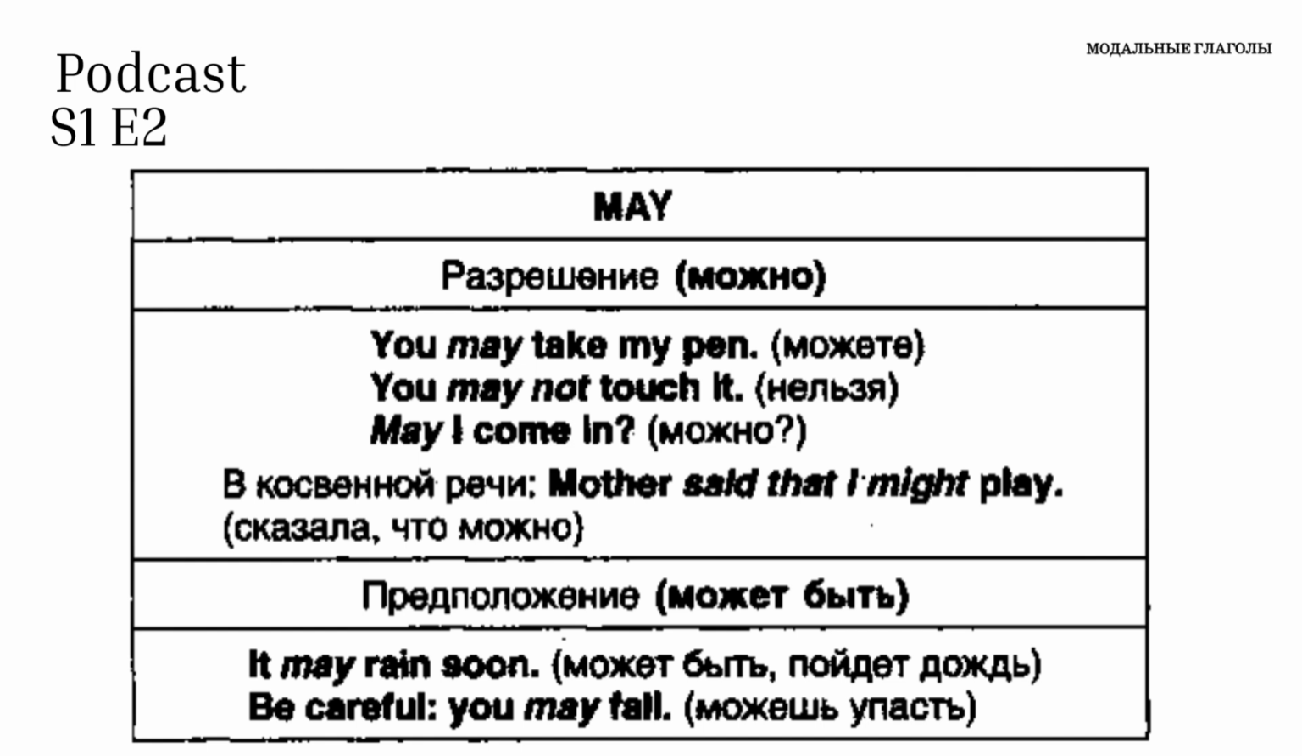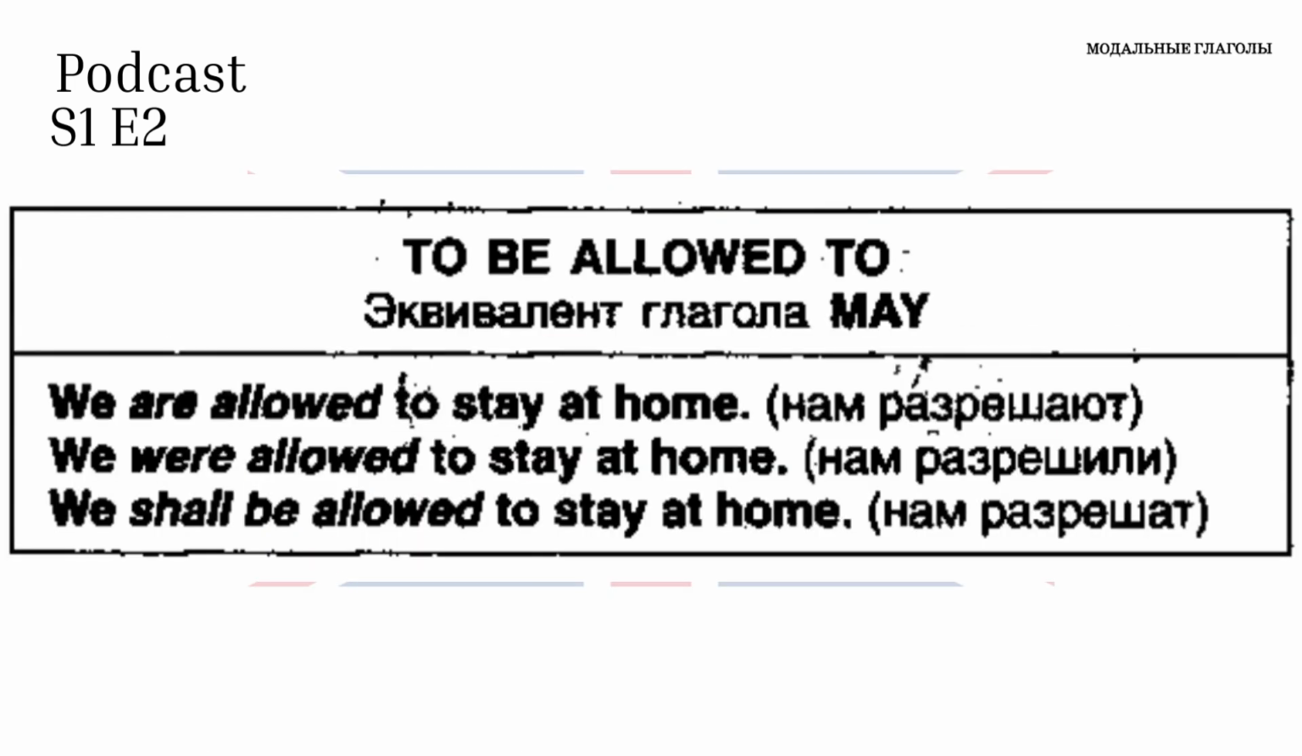But crucially also, "we were allowed to stay at home." Past permission. And future too. Yes. "We shall be allowed to stay at home." Future permission. This range is something "may" typically doesn't cover directly in its permission meaning. It's interesting. The source points out that "to be to," when it means necessity by agreement, is only used in present simple and past simple. Right. That really highlights how "to be allowed to," for permission, has a much wider tense range by comparison.